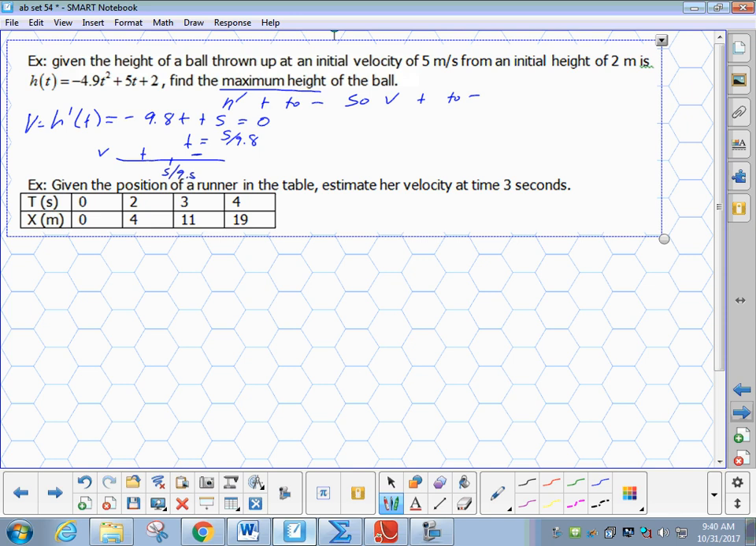Answer the question. Make sure you answer the question. Is the question, when is the max height? It's what is the max height. So how do you find what the max height is? Yeah. You need height at 5 over 9.8. So you'd plug that into your calculator and you can find that. So you understand the idea?